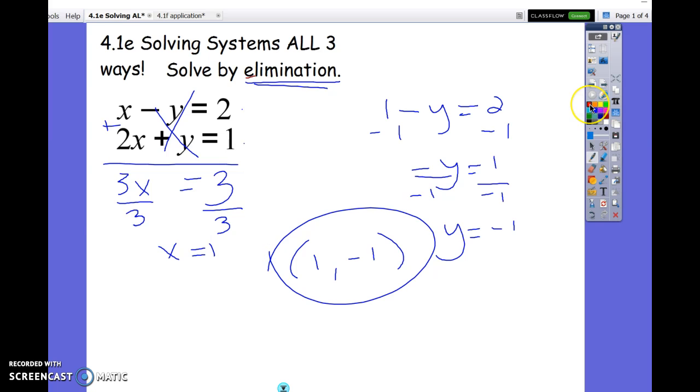Let's really check this very quickly. So remember, I can pick either equation to plug it into. How about we plug it into the bottom one this time? So 2 times 1 plus a negative 1 equals 1. Okay, and remember, all I did there, I took my x value and my y value, and I plugged it into that bottom equation. Well, 2 times 1 is 2, plus a negative 1 is really just subtracting 1. 2 minus 1 is 1. So we're looking at is 1 equal to 1? Yes, it is. So we know for a fact that our solution is correct, just because we plugged it in to check.